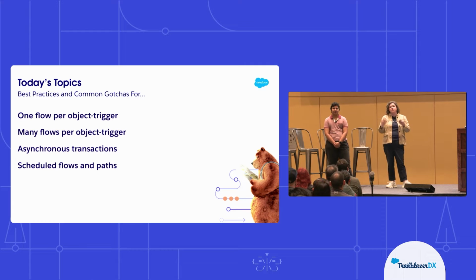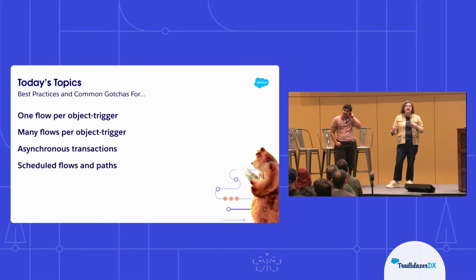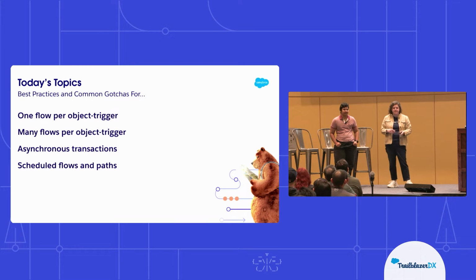So now Flow supports both of those, and we'll talk through the pros and cons of each. We're also going to talk about asynchronous transactions, which is a growing piece of record-triggered automation that more and more users are needing to grapple with, and it has its own set of considerations. And lastly, we'll focus on scheduled flows and scheduled paths, which is sort of related to record-triggered automation a lot of times, and how those interplay, and some best practices we recommend there as well.